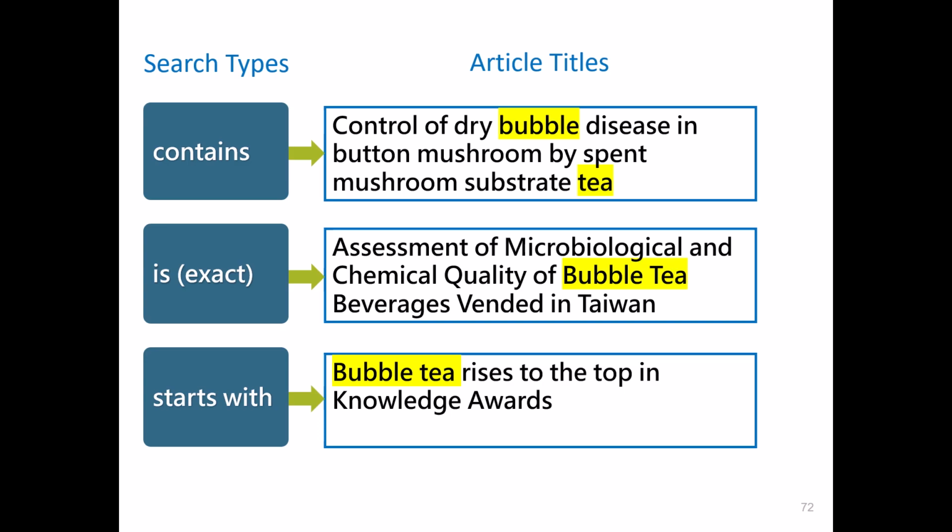Look at the first one. There are many words between bubble and tea. Actually, the article is not related to the drink. It is about a kind of disease in mushroom. Look at the second one. Bubble and tea are near each other. Look at the last one. Bubble tea is in the beginning of the article title. To sum up, Advanced Search may get your search results more precisely.